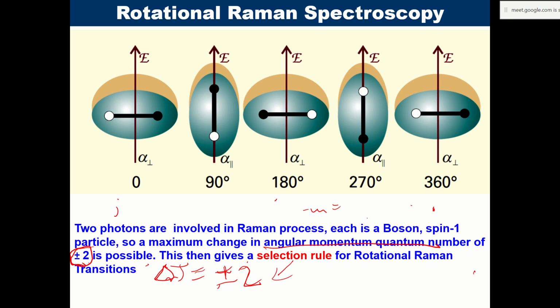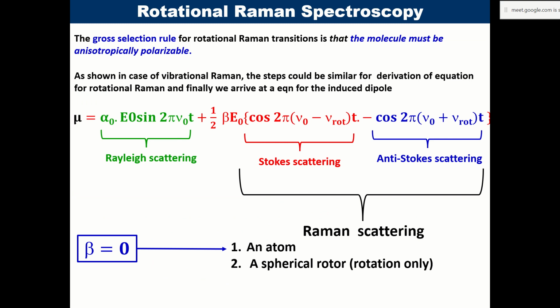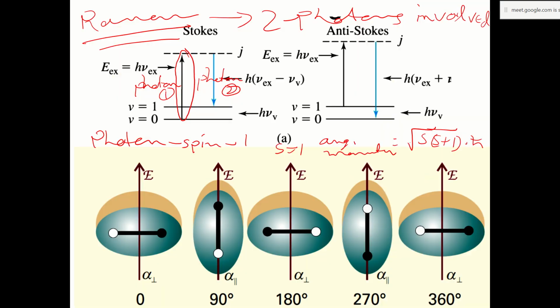Okay, delta j would be plus minus 2 for pure rotational transitions occurring in Raman spectroscopy. Okay, so two reasons why. Okay, so now you understand.